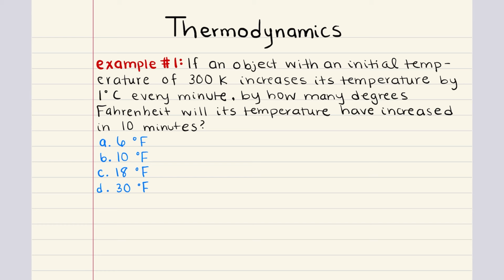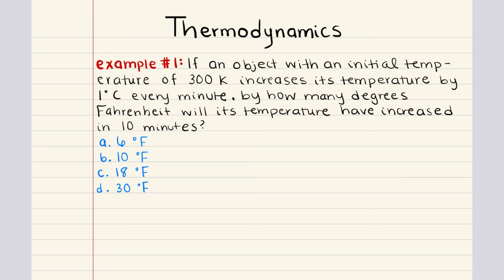Problem number 1 says, if an object with an initial temperature of 300 Kelvin increases its temperature by 1 degree Celsius every minute, by how many degrees Fahrenheit will its temperature have increased in 10 minutes? Now, the first thing we need to understand to solve this problem is the relationship between temperature scales.